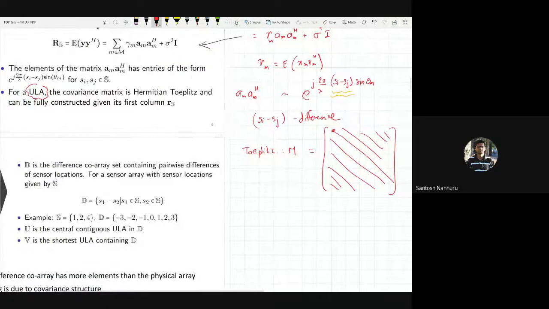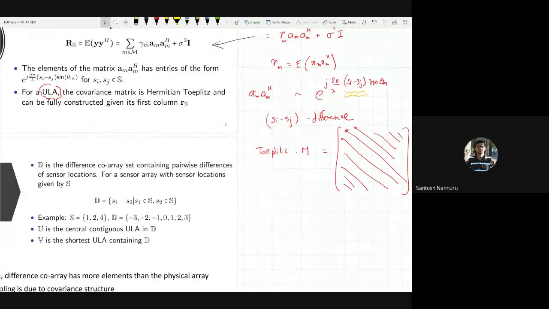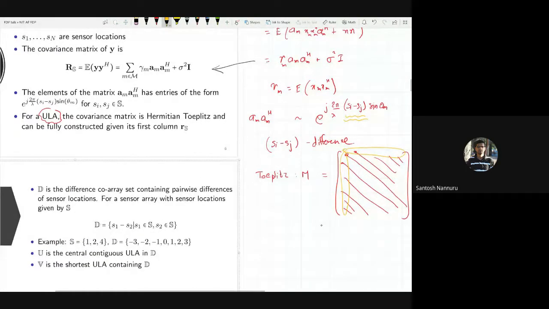Because it's Hermitian Toeplitz, Hermitian means there is symmetry, meaning this component is the Hermitian of this one. So in fact, you only need one row here. It's Hermitian Toeplitz and can be fully reconstructed given its first column, or the first row, either is fine. You can complete the whole matrix. It's not only the transpose, the complex conjugate is also involved. In one case it would be s_i minus s_j, in the other s_j minus s_i, so the sign flips and e raised to minus appears. That's why it's Hermitian Toeplitz.